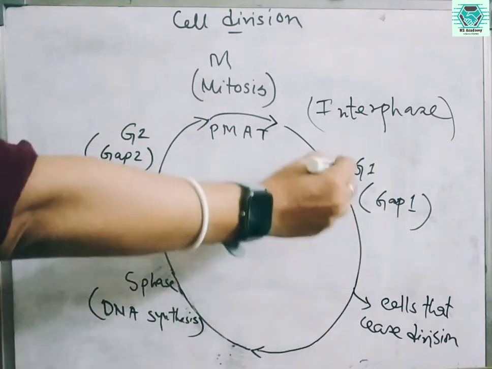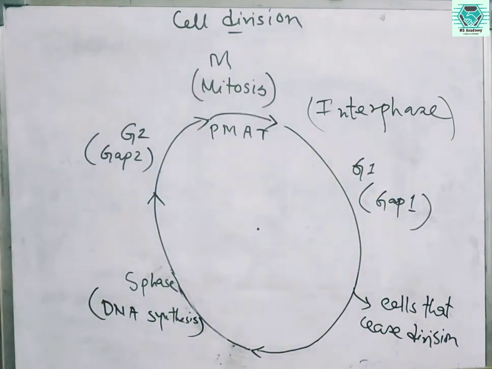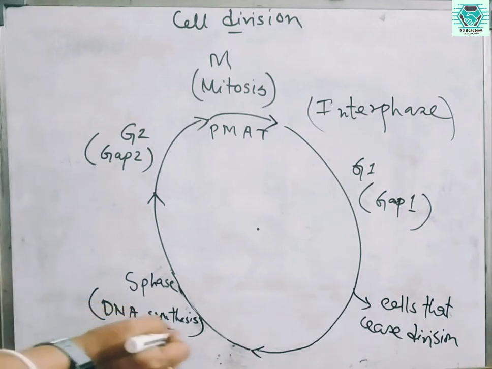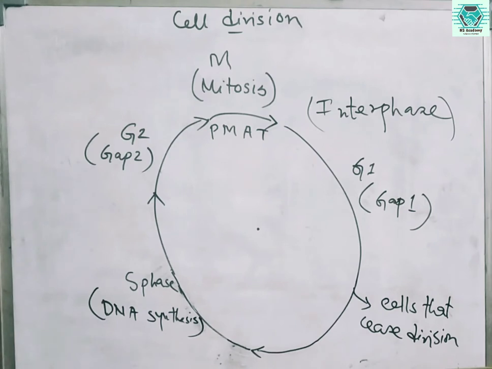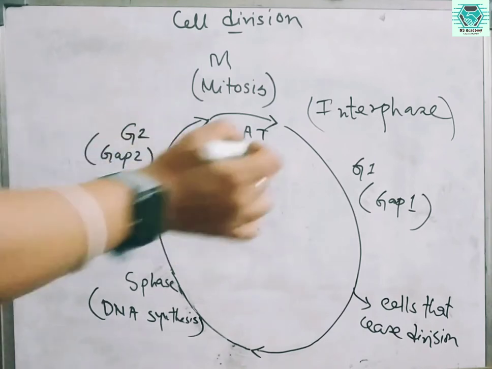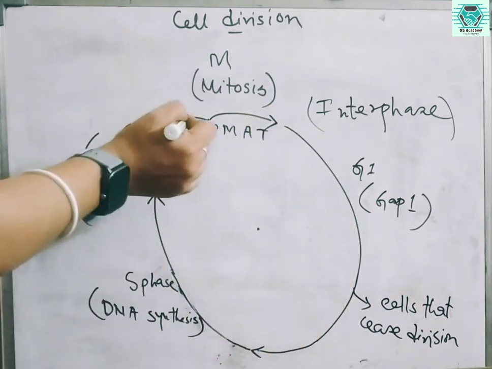Now in the synthetic phase there is synthesis of DNA, protein, and all the other things which are necessary for the division. When a daughter cell forms from a mother cell, before that there should be a doubling of all the contents of the cell so that equal distribution occurs in the 2 daughter cells. The longest phase in the cell cycle is the interphase, and we can see that it consists of all these things.